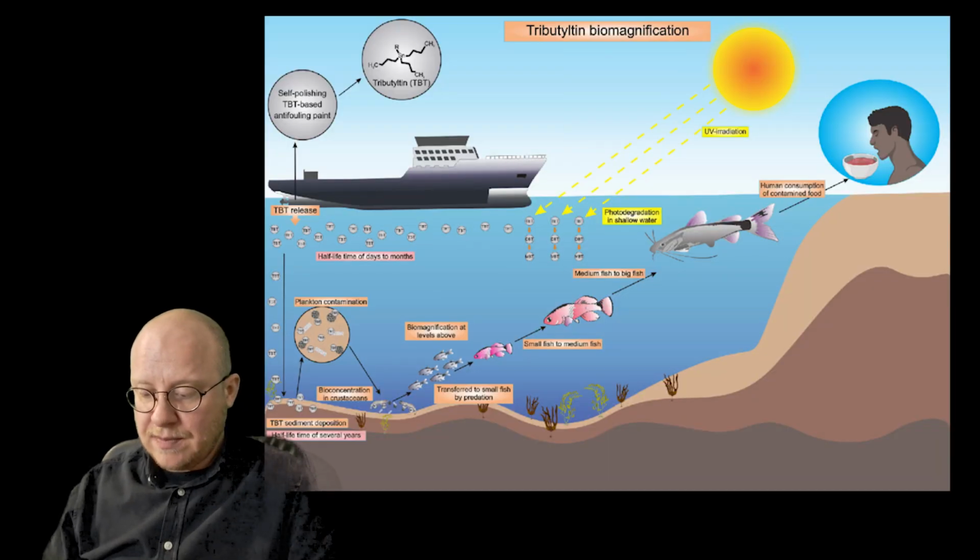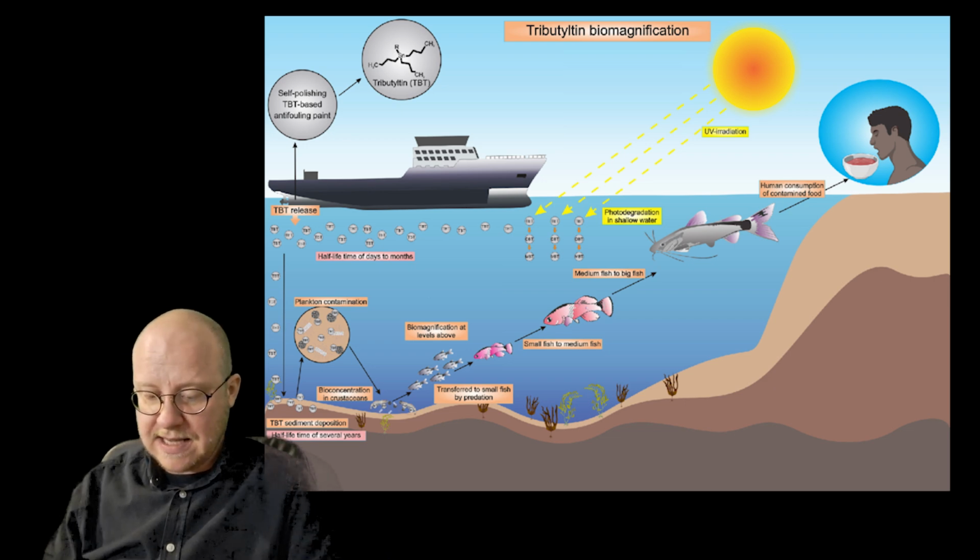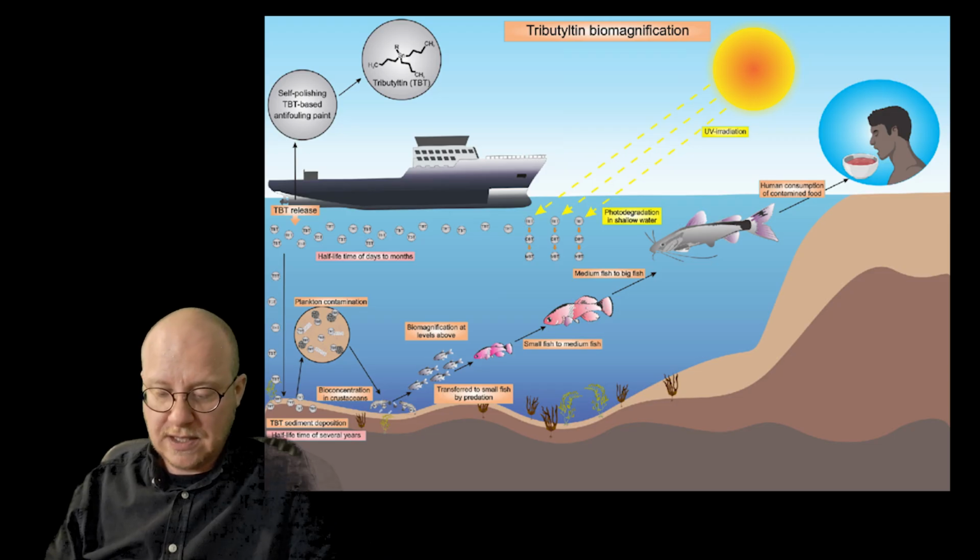All right, now back to the main text. Water pollution includes sewage, dissolved substances, persistent chemicals, plastics, and heat energy. Tributyltin, TBT, tributyltin, is an example of a dissolved substance in water.